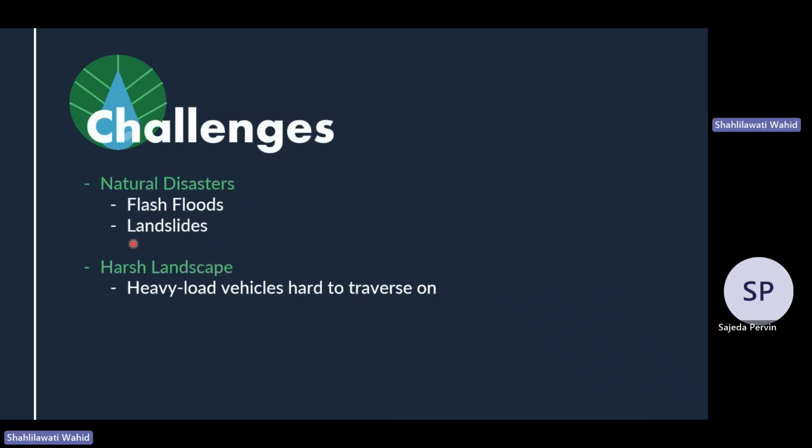These are the challenges of our project. First of all, natural disasters such as flash floods and landslides are very common in that area due to high rainfall. Secondly, uneven terrain will make it hard for our heavy load vehicles such as excavators, trucks, and bulldozers to traverse.